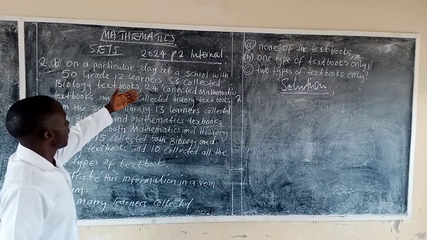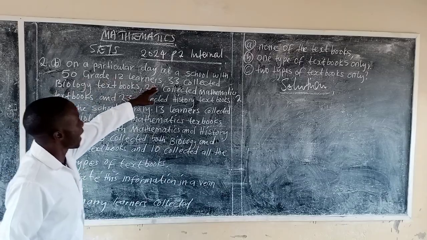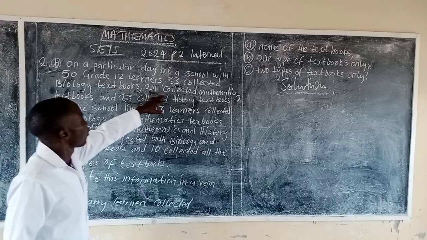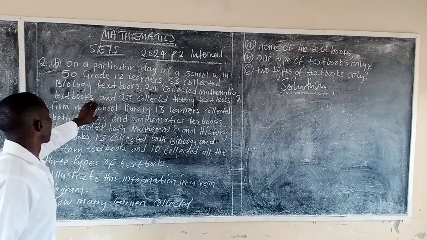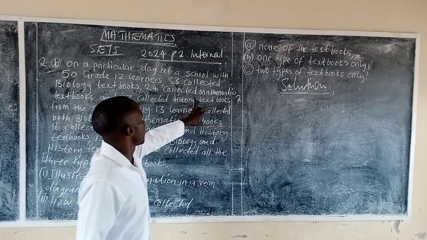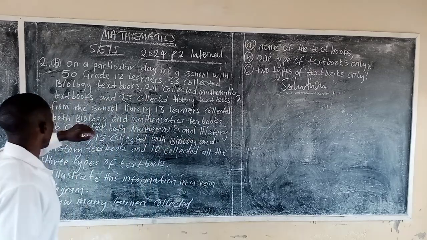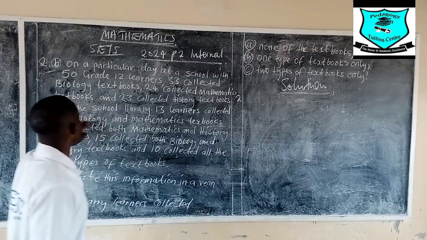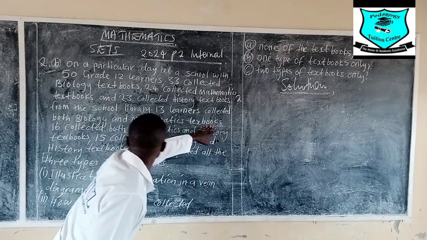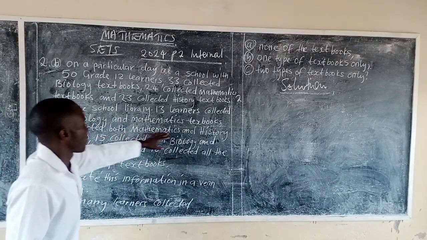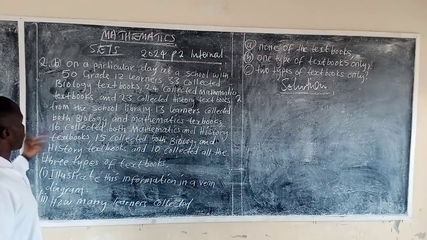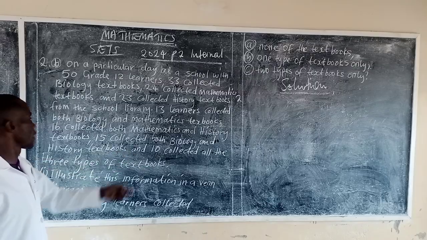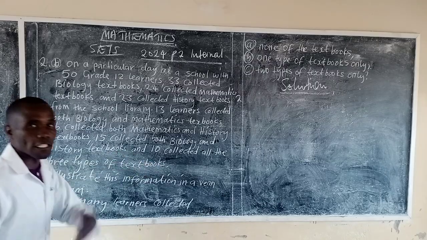On a particular day at a school with 50 grade 12 learners, 33 collected biology textbooks, 24 collected mathematics textbooks, and 23 collected history textbooks from the school library. 13 learners collected both biology and mathematics textbooks. 16 collected both mathematics and history textbooks. 15 collected both biology and history textbooks. And 10 collected all three types of textbooks.